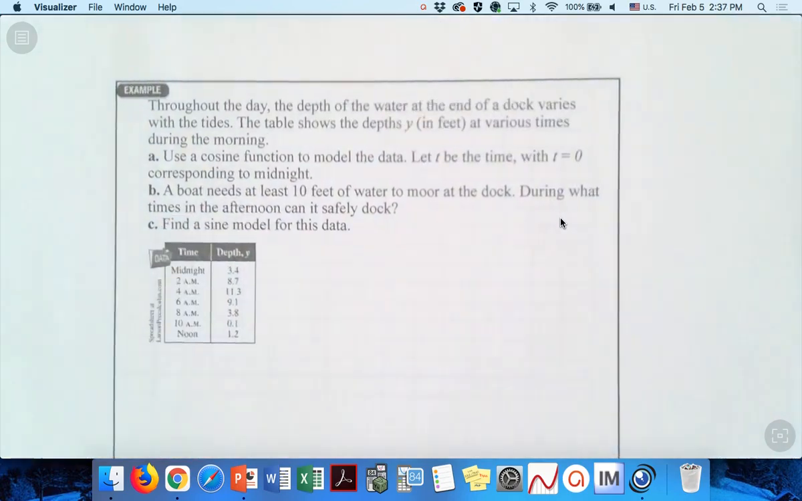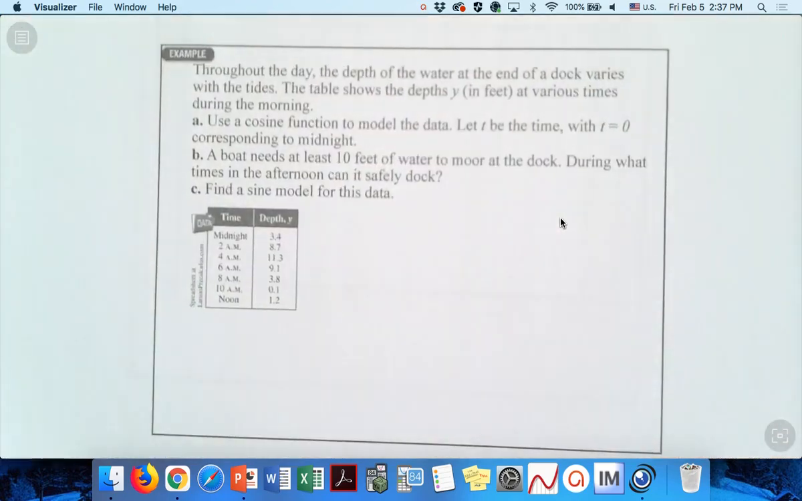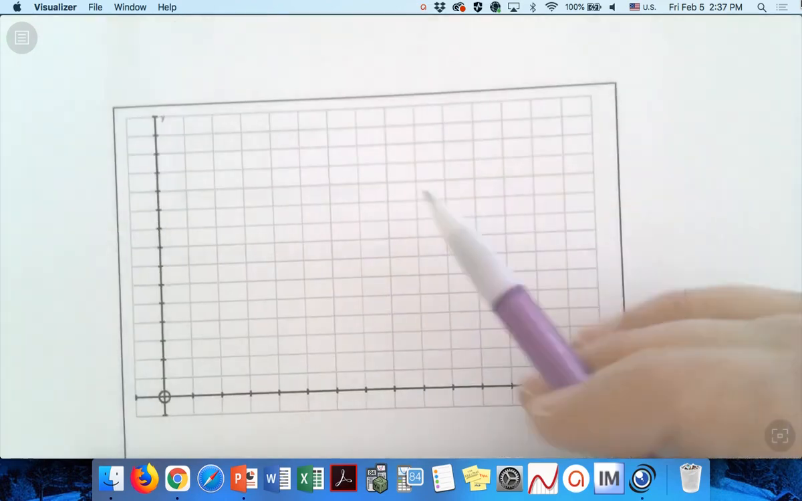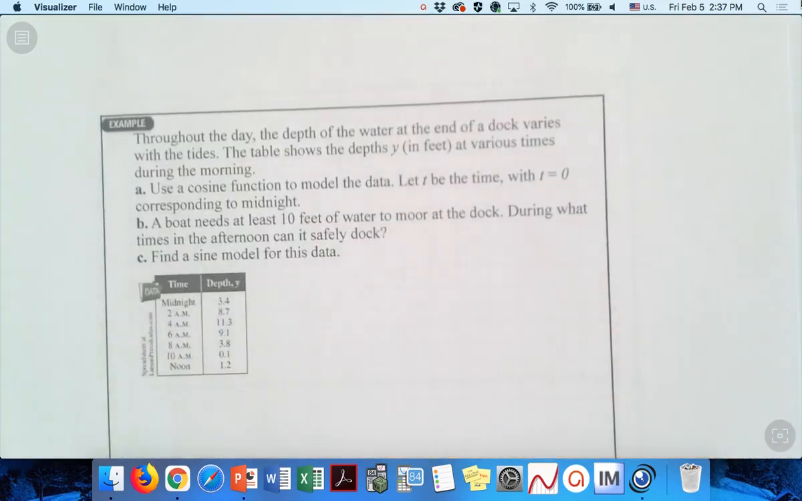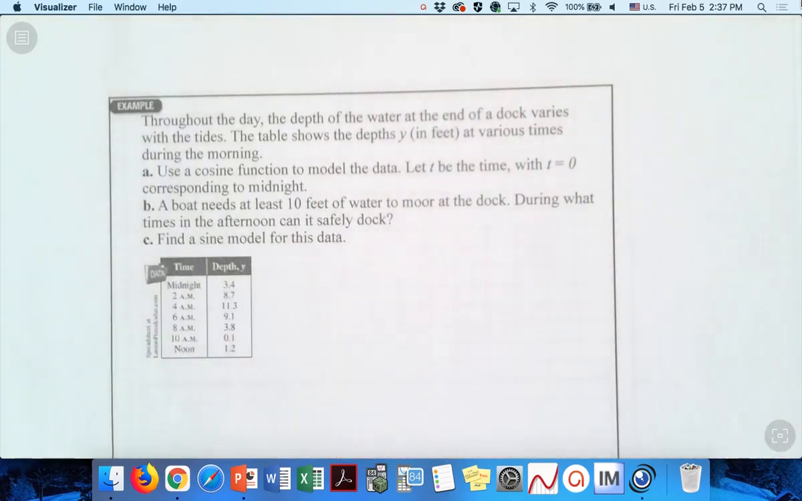So what I did for you in the skeleton notes was I gave you some space to do some work. It might be so much work that you had to flip over to the back of the page. And then we also have a grid. So what I'm going to do is make a scatter plot of the data. I think you may have seen a scatter plot before.